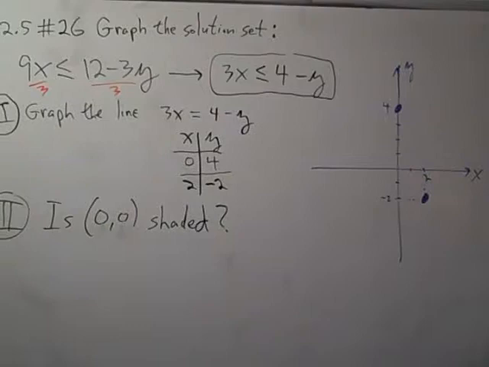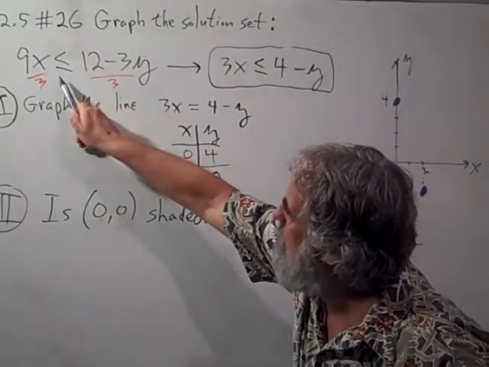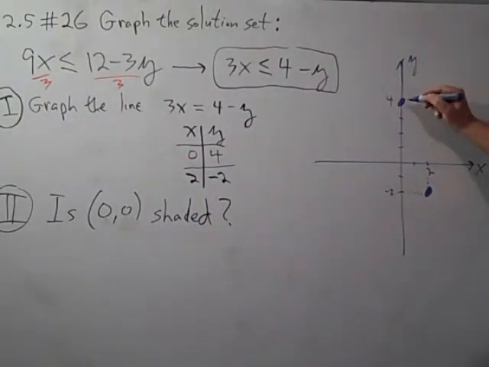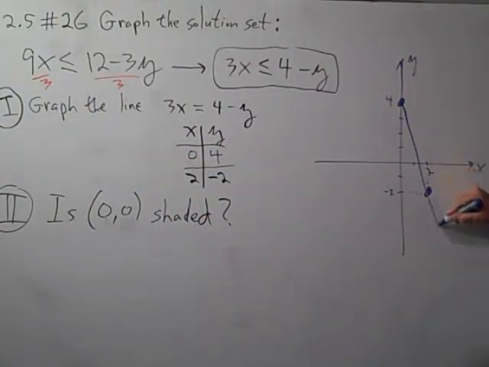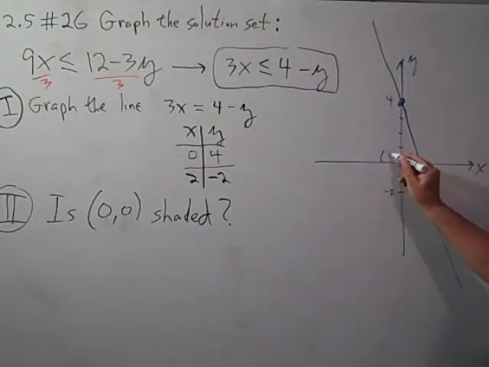So we need to draw the line through those 2 points, and this time it'll be a solid line because our inequality says or equal to. So we're including the points on this line. So here we go. There's our line. And as usual, we're going to ask, is the origin here shaded?